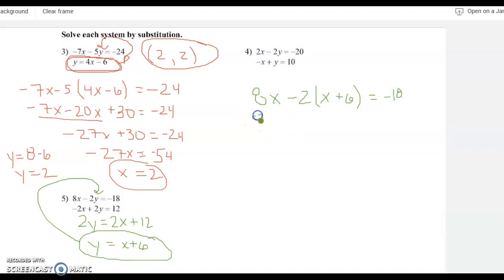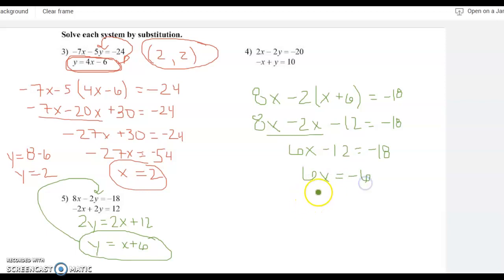So now 8x, we distribute, minus 2x minus 12 equals negative 18. Then I could see I would combine my like terms. So 8x minus 2x, I'm sitting at 6x minus 12 equals negative 18. To get rid of a minus 12, I would add 12. So then I'm sitting at 6x equals negative 6. Divide by 6, I find out that x is negative 1. So I have x to be negative 1.